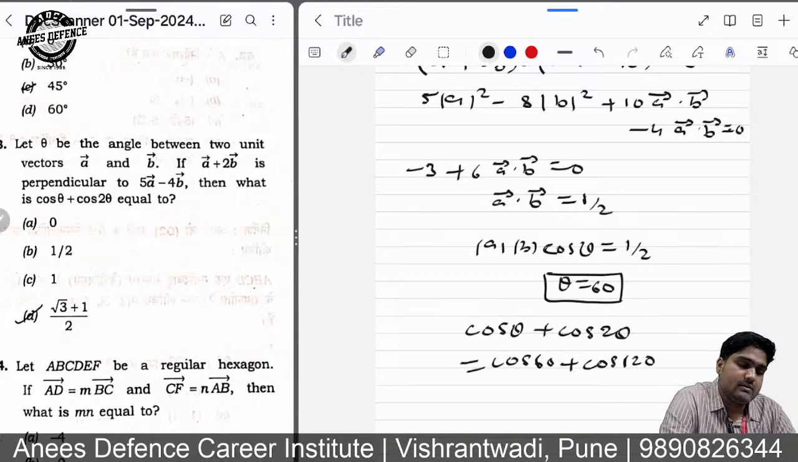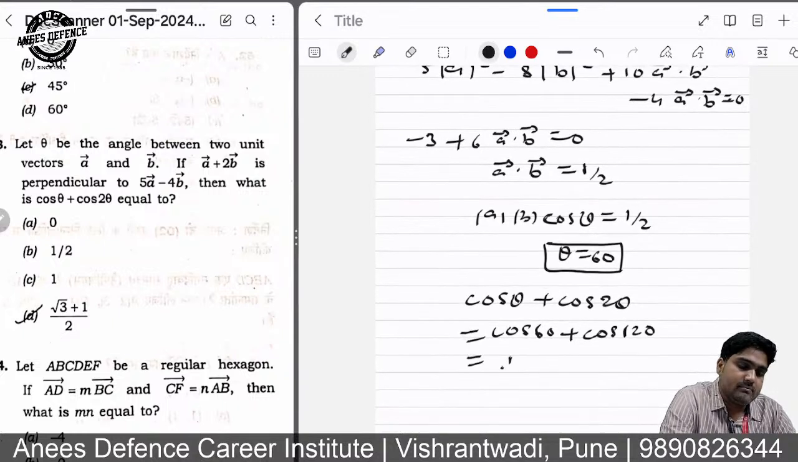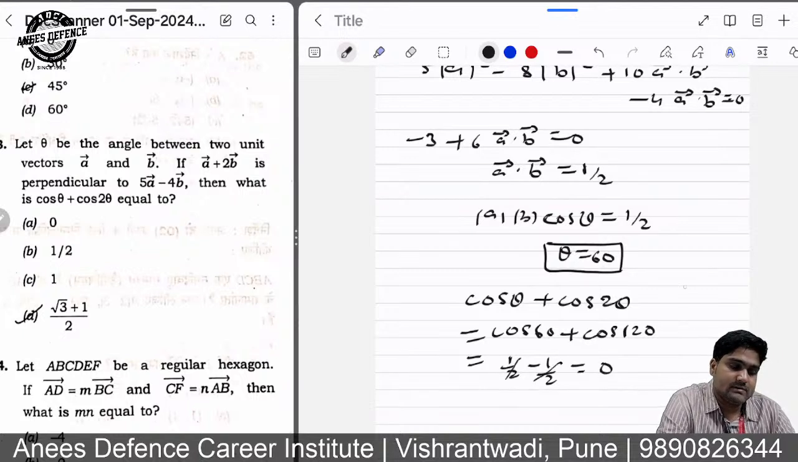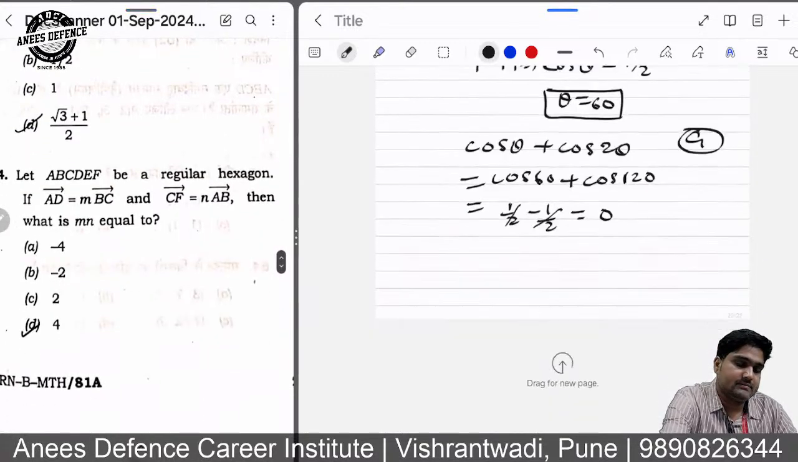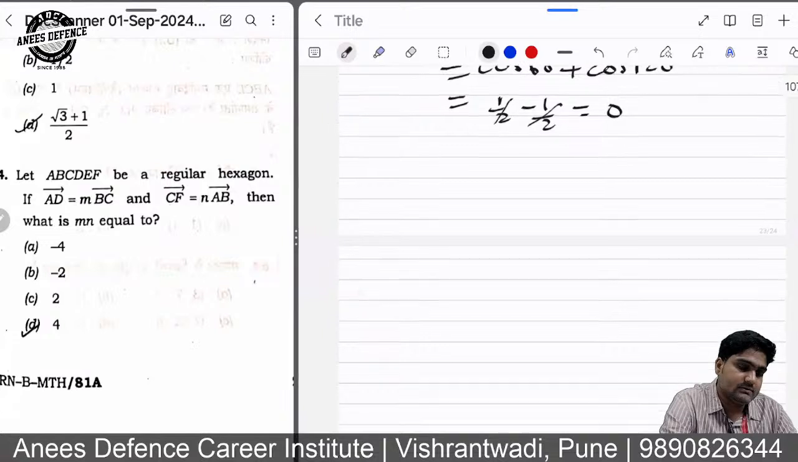Cos 60 is 1 by 2 and cos 120 is minus 1 by 2. These two cancel out, so the final answer is 0. The correct answer for question number 53 is option A. Now the question number 54.